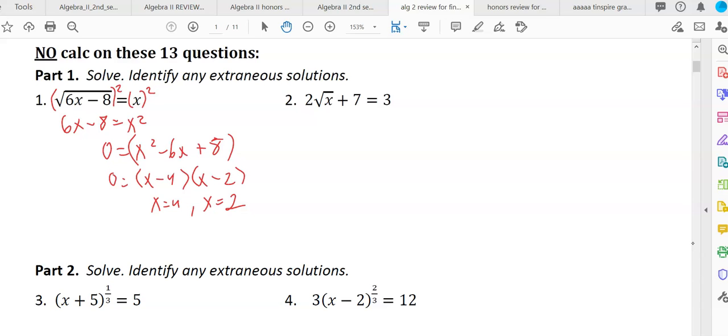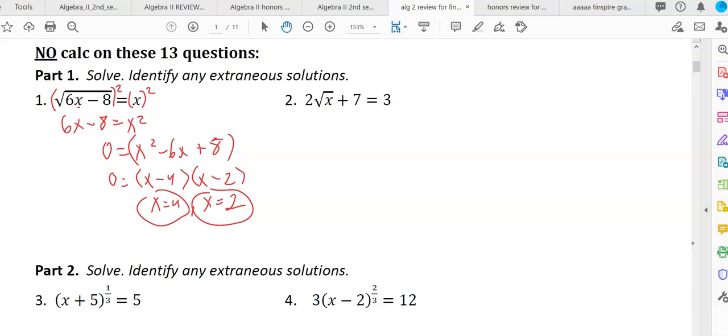So if I plug in 4 for x, 6 times 4 is 24 minus 8 is 16. Square root of 16 is 4, which works. So that one's a solution. 2, that would be 12 minus 8 is 4. Square root of 4 is 2. 2 equals 2. That's a solution. So check for extraneous roots by plugging in, basically.